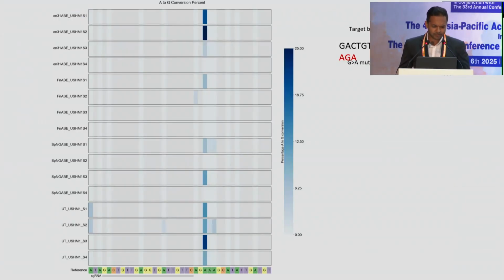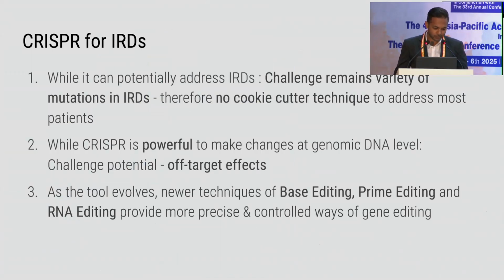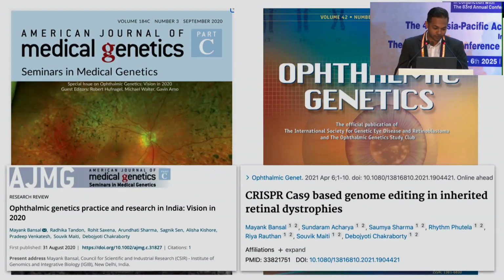We achieved editing efficiency of about 25%, and now are moving towards the animal studies. So to conclude, with CRISPR, the challenge remains the variety of mutations that are seen in IRDs. Therefore, there's no cookie cutter technique that you can apply on all patients with retinal dystrophies. While it is a powerful tool, there are often very many off targets, and therefore CRISPR modifications have an intense role in doing more efficient editing.